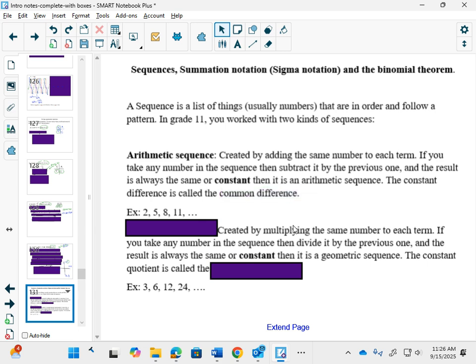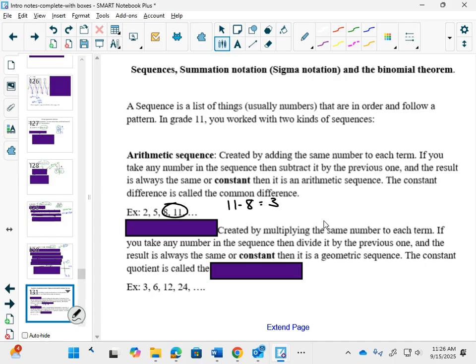We call the same amount that you're adding each time a common difference. In formulas, they usually use the letter D for common difference. So here's an example. What am I adding each time? I'm adding 3. It's called a common difference because you pick randomly any 2 in a row. I picked 11 and 8. And if I subtract 11 minus 8, I get 3.